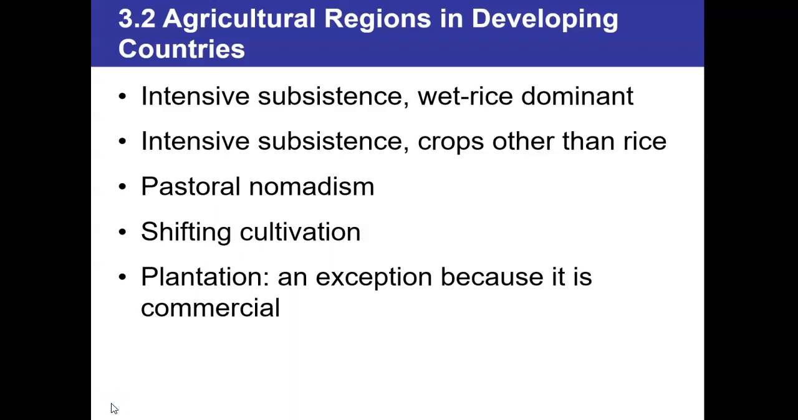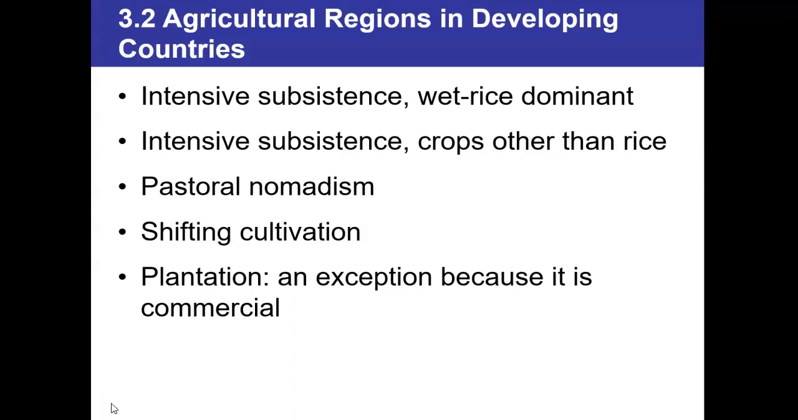The next type of agriculture is intensive subsistence, but not crops that are rice. So this is also known as not wet rice dominant. Climate has much to do with farmers not being able to grow wet rice in different portions of Asia, especially where summer precipitation levels are way too low and winters are way too harsh. Agriculture in the interior of India and northeastern China are devoted to crops that are not wet rice. For example, wheat, barley, and other grains are grown.